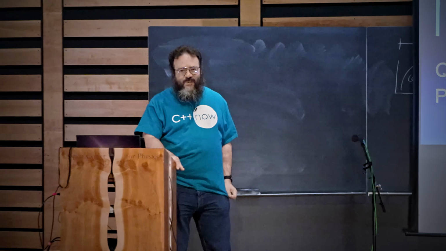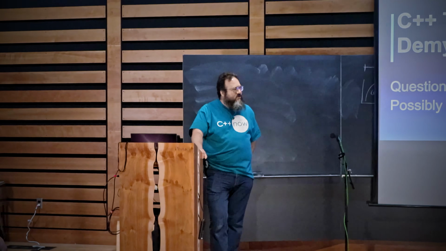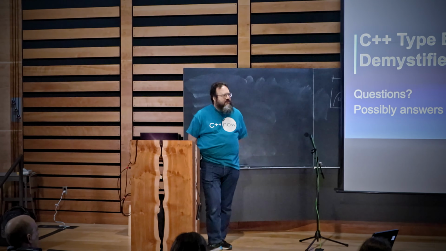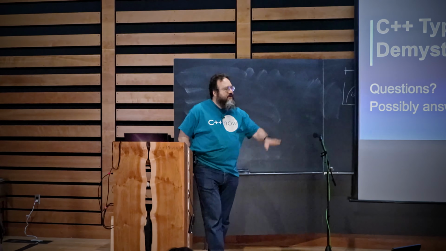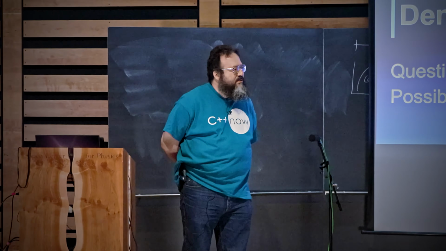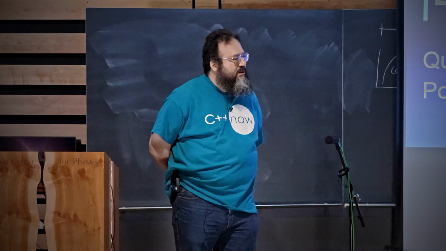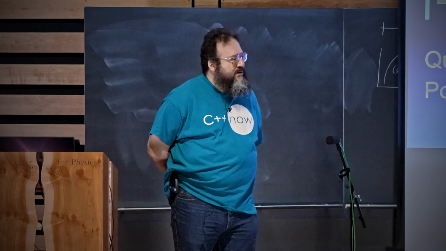Okay, done. And questions? Yes, please. So in your timings, are those measuring in a way that the branch predictor could accurately predict where it's going, or in a way that prevents that?